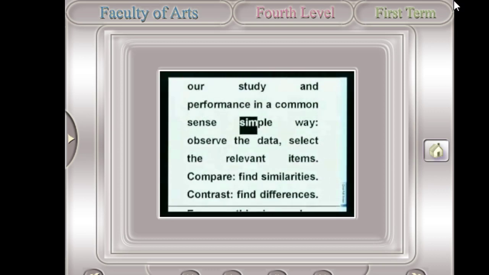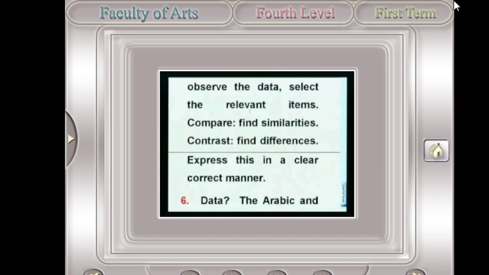We observe the data. This is learning. There is data in front of me. We select. We don't write everything. We don't read everything. We select. It shows that we have intelligence to know what's important, what's less important, what's relevant, what's irrelevant. We choose the relevant matter, or the items that have to do with our subject.